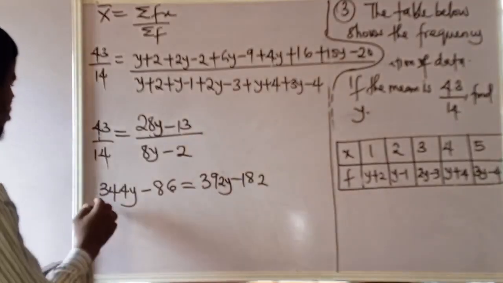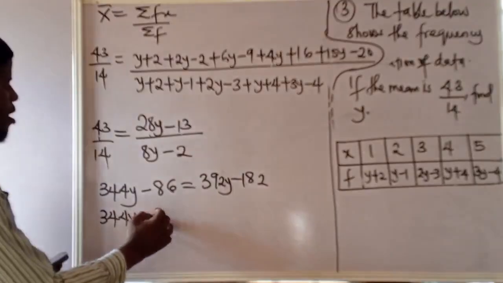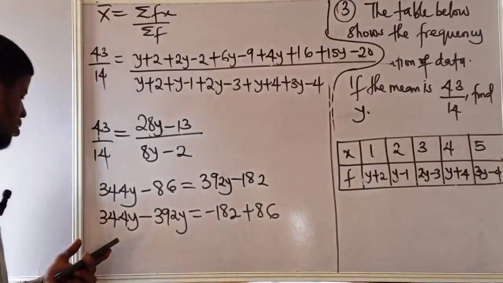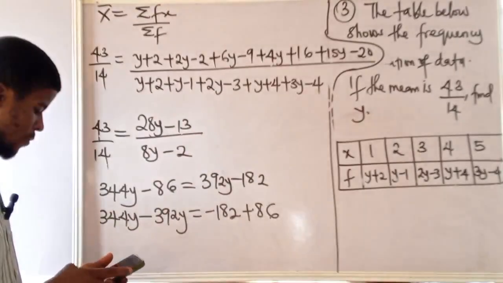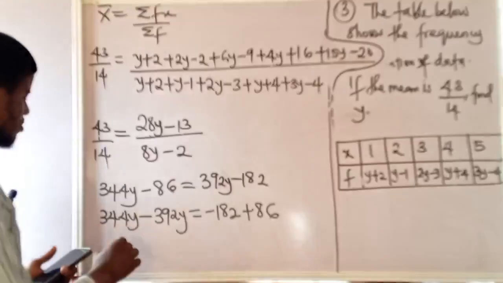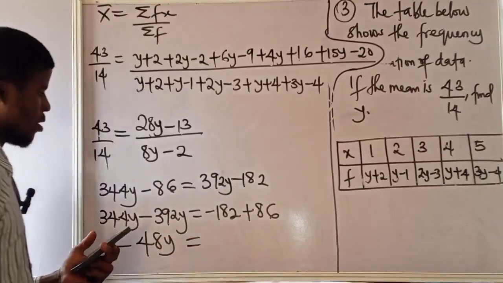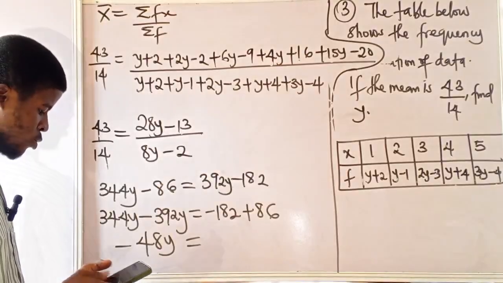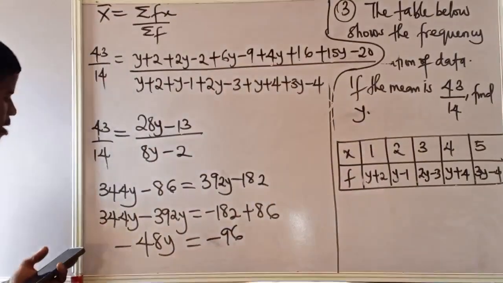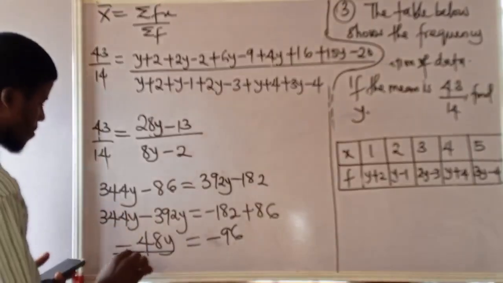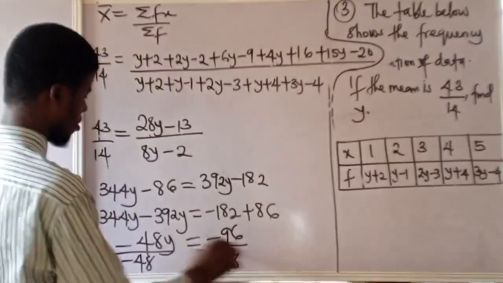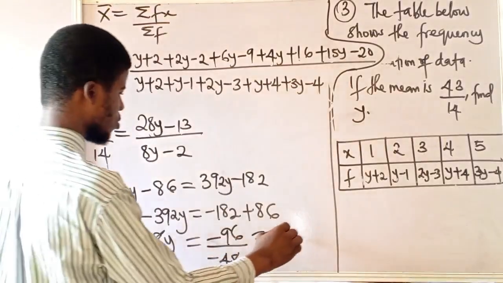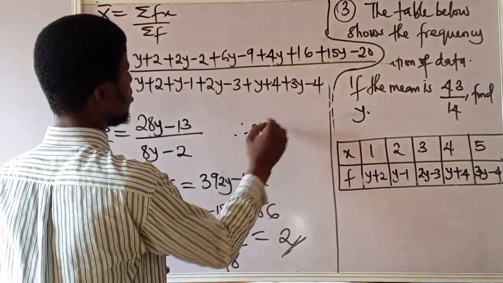So collecting like terms, it will be 344y minus 392y equal to minus 182 plus 86. So what is 344 minus 392? 344 minus 392, that's minus 48y. Then what is minus 182 plus 86? Which is 86 minus 182, is minus 96. So divide both sides by minus 48. If I divide that by 48, that's equal to 2. So y is equal to 2.